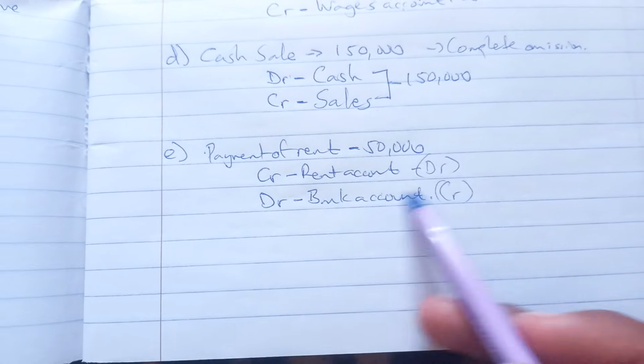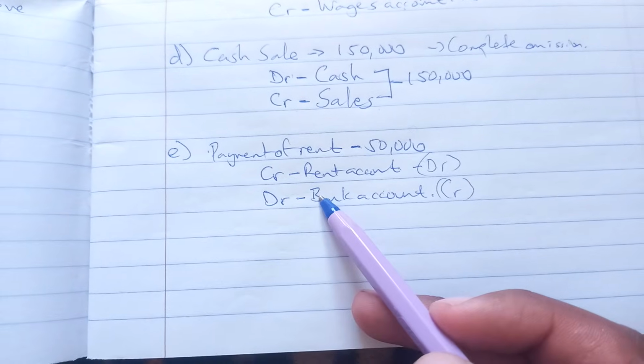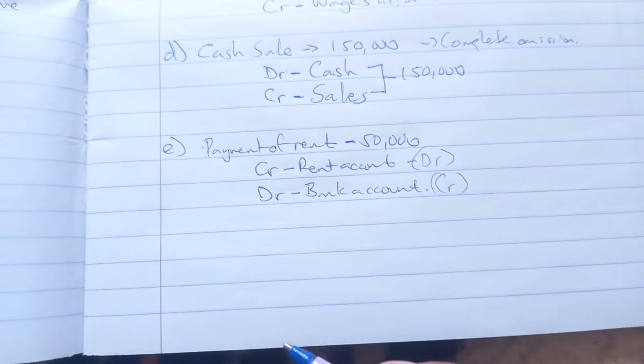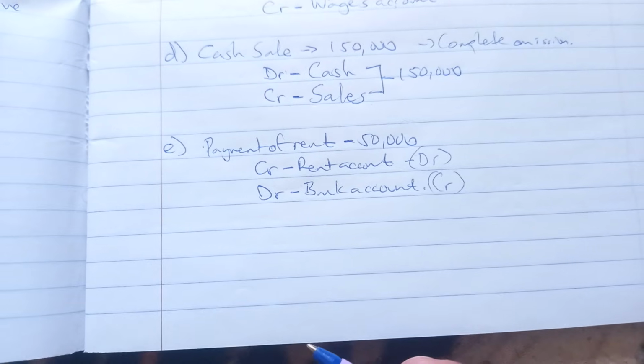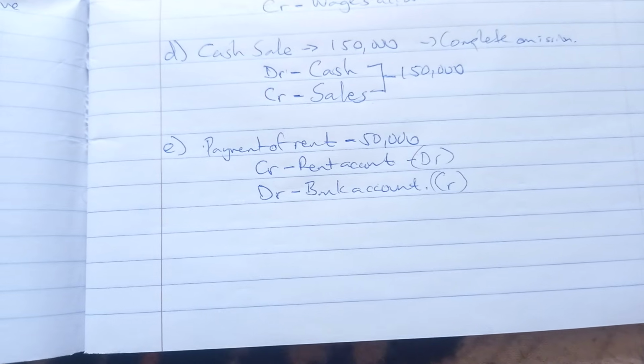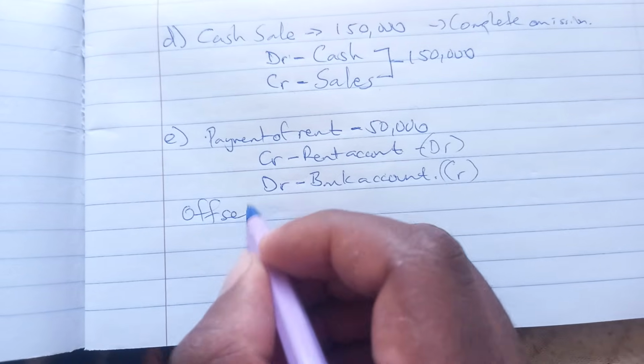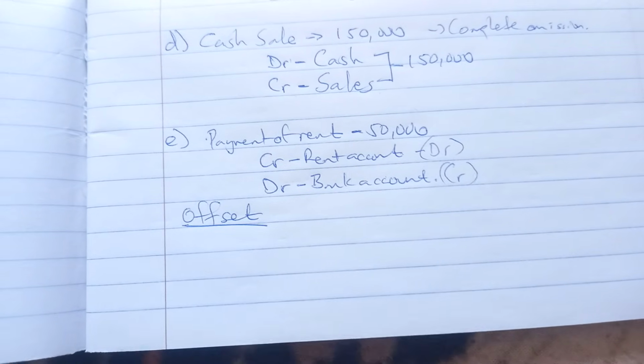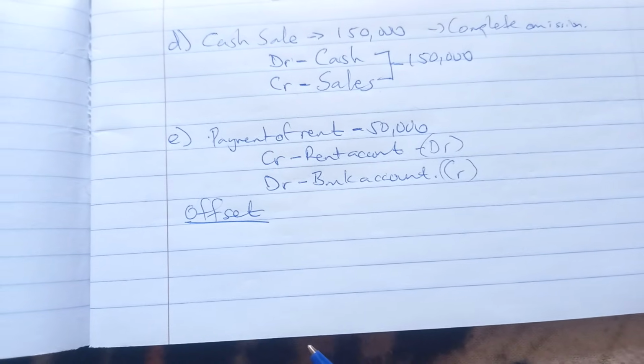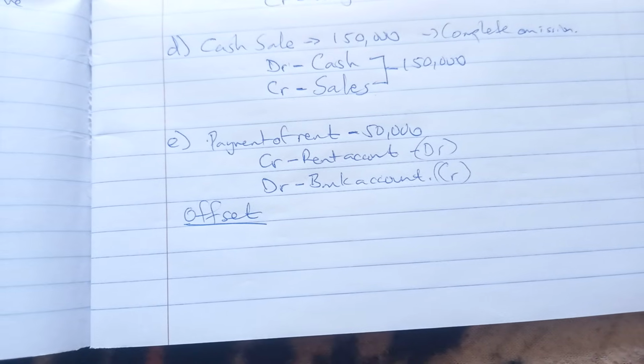We alternate these errors, okay? So how do we alternate? First of all, what we need to do is offset. We need to offset the errors, first of all. So how do we offset the errors?